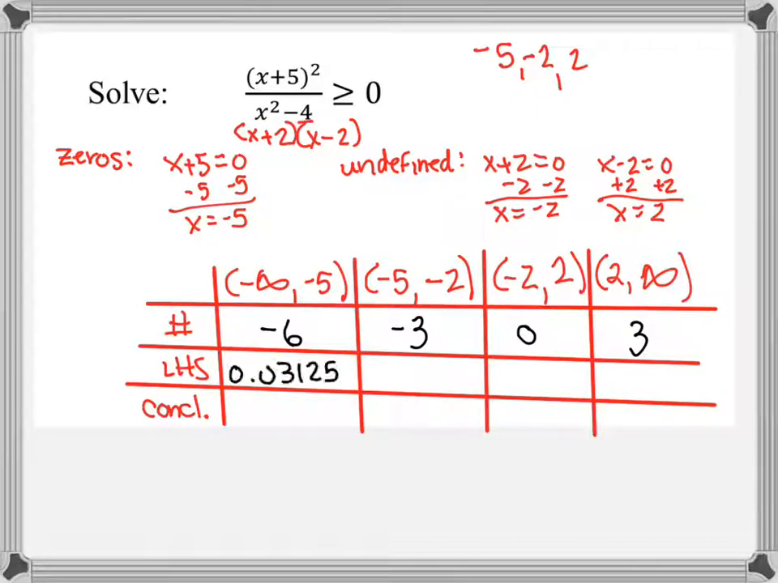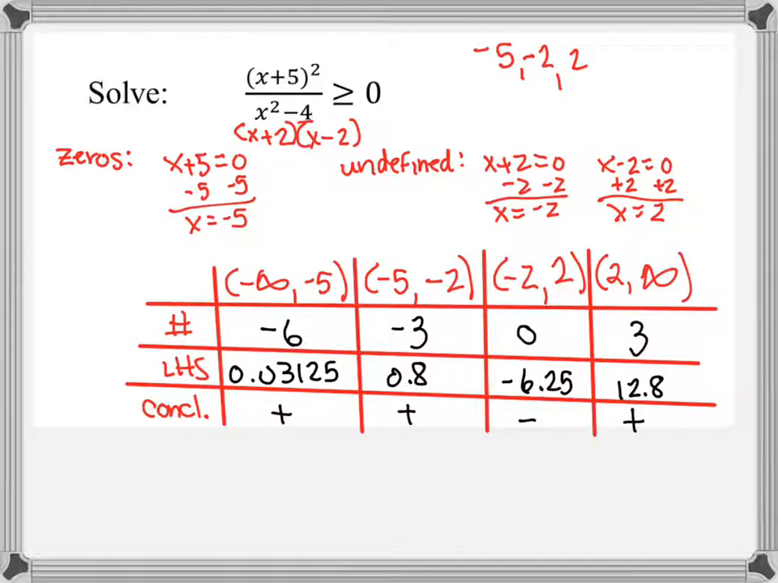Substituting in −6 for x, I get 0.03125, and what was important is that it's positive. It actually isn't all that imperative that you find the actual value the left-hand side evaluates to. What is important is that you are determining whether it's positive or negative. When I substitute in −3, I get 0.8, which is positive. When I substitute in 0 for x, I get −6.25, which is negative. When I substitute 3 in for x, the left-hand side evaluates to 12.8, which is positive.